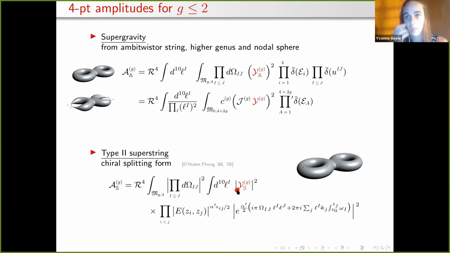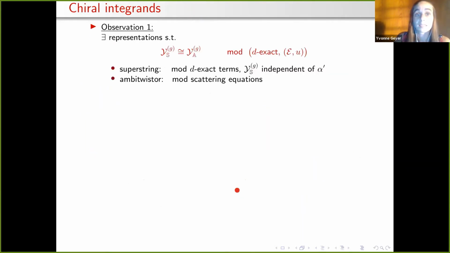It turns out, if you compare this at 1 and 2 loops, that there exist representations such that Y_S and Y_A for the superstring and the Ambitwistor string are the same. Now, the tilde here is meant as a health warning: on the superstring, what we mean by this is that we pick this representation up to terms that integrate to 0 and on a specific super gauge slice. And the important bit is that this representation is actually independent of alpha prime. On the Ambitwistor side, this is only true up to contributions that vanish on the scattering equations.